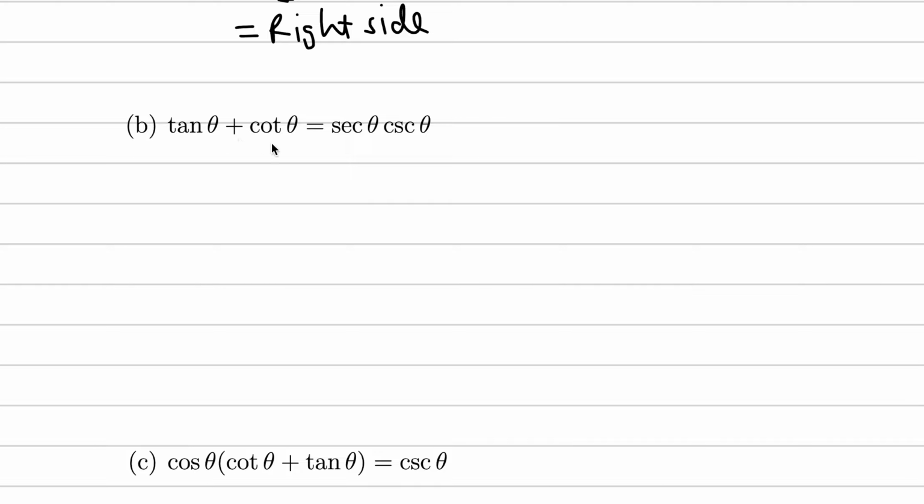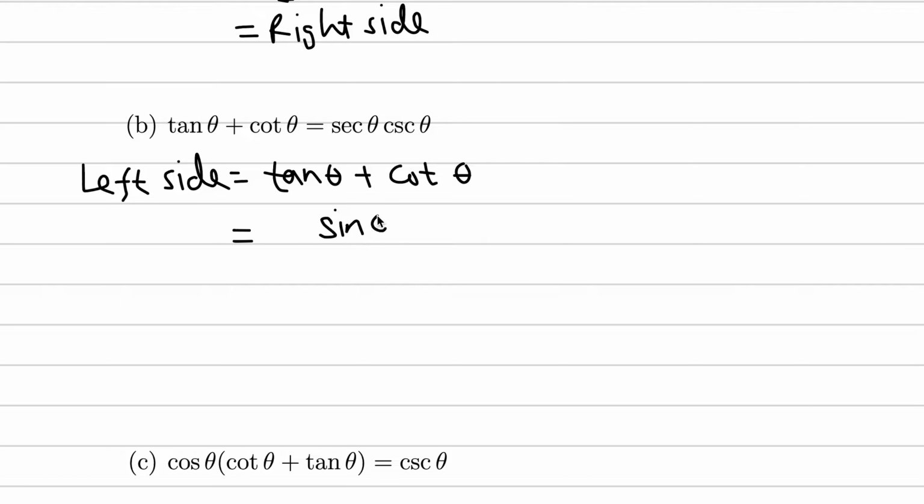Next, tangent theta plus cotangent equals secant times cosecant. So let's start from the left side. Tangent plus cotangent. We always try to write in terms of sine and cosine, when possible. So tangent is sine over cosine plus cotangent, the reciprocal of tangent, which means just cosine over sine. Cotangent is the reciprocal of tangent, so we just flip this fraction.